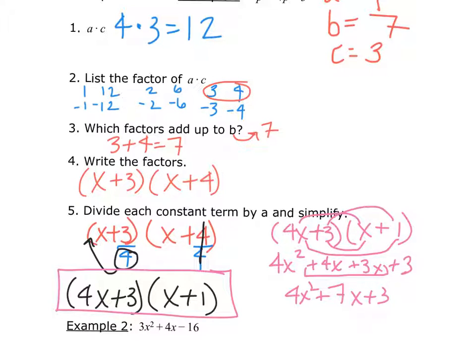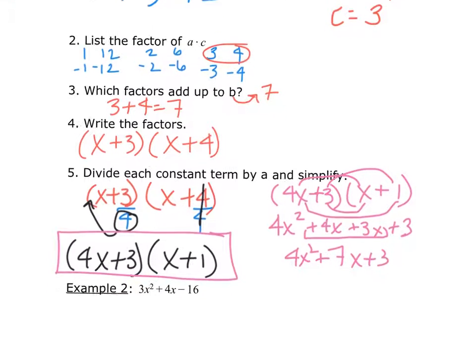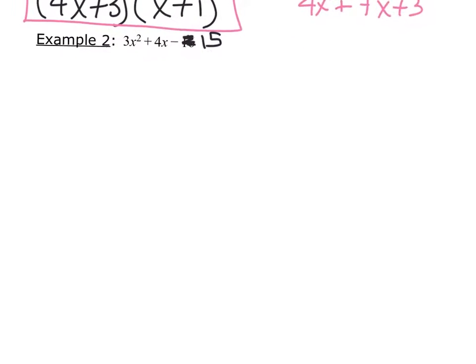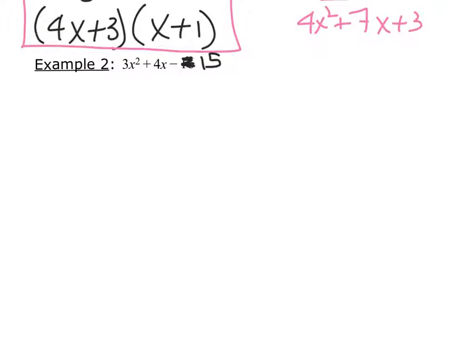Example 2. Example 2 says 3x squared plus 4x. I'm going to make a change here. I want it to say minus 15. I apologize for my typo. Thank you. 3x squared plus 4x minus 15. Step 1.